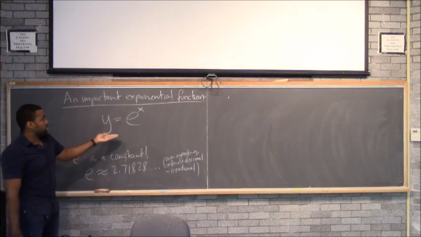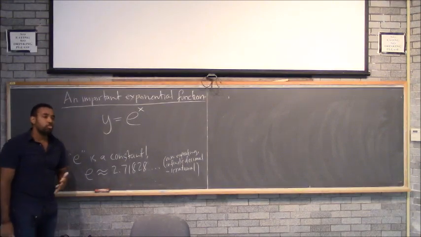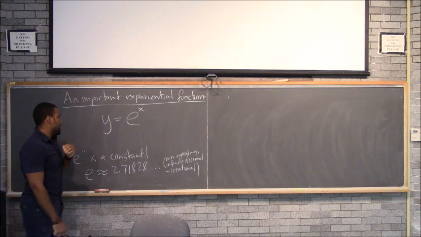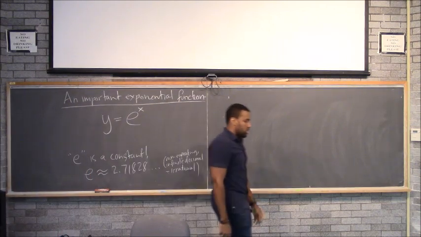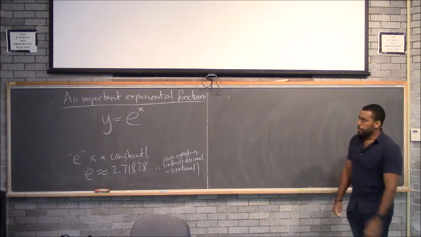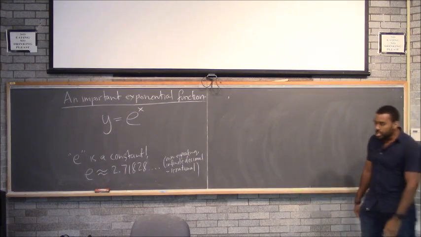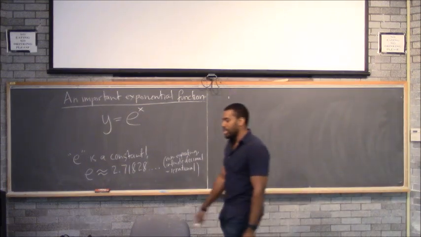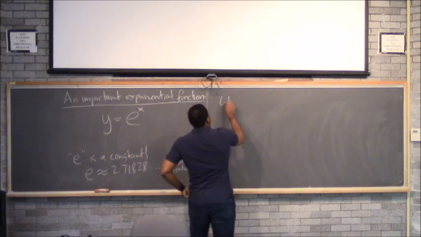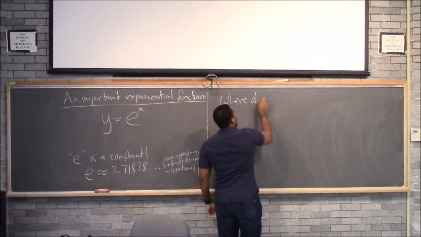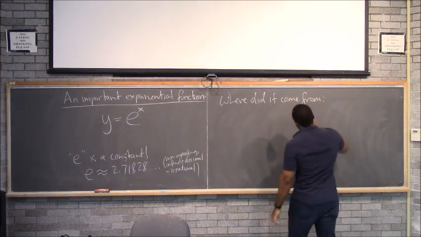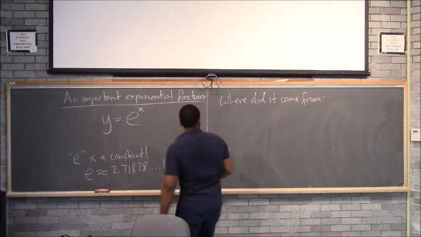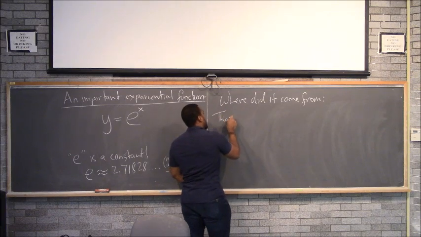This function is not only an important exponential function, it's an important function in general. And at the end of this class, you won't appreciate just how important it is, but you'll start to know a lot about its properties so far. Where did this number come from, and why do we call it e? Well, so where did it come from? Well, it ultimately came from a thought experiment.